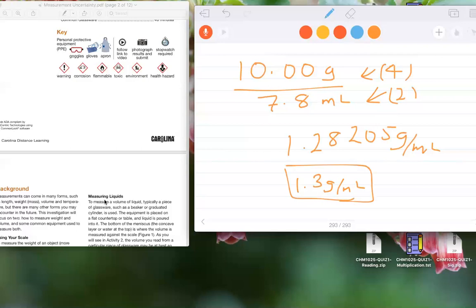For division, look at the least number of significant figures. You're going to have this type of calculation in today's lab.